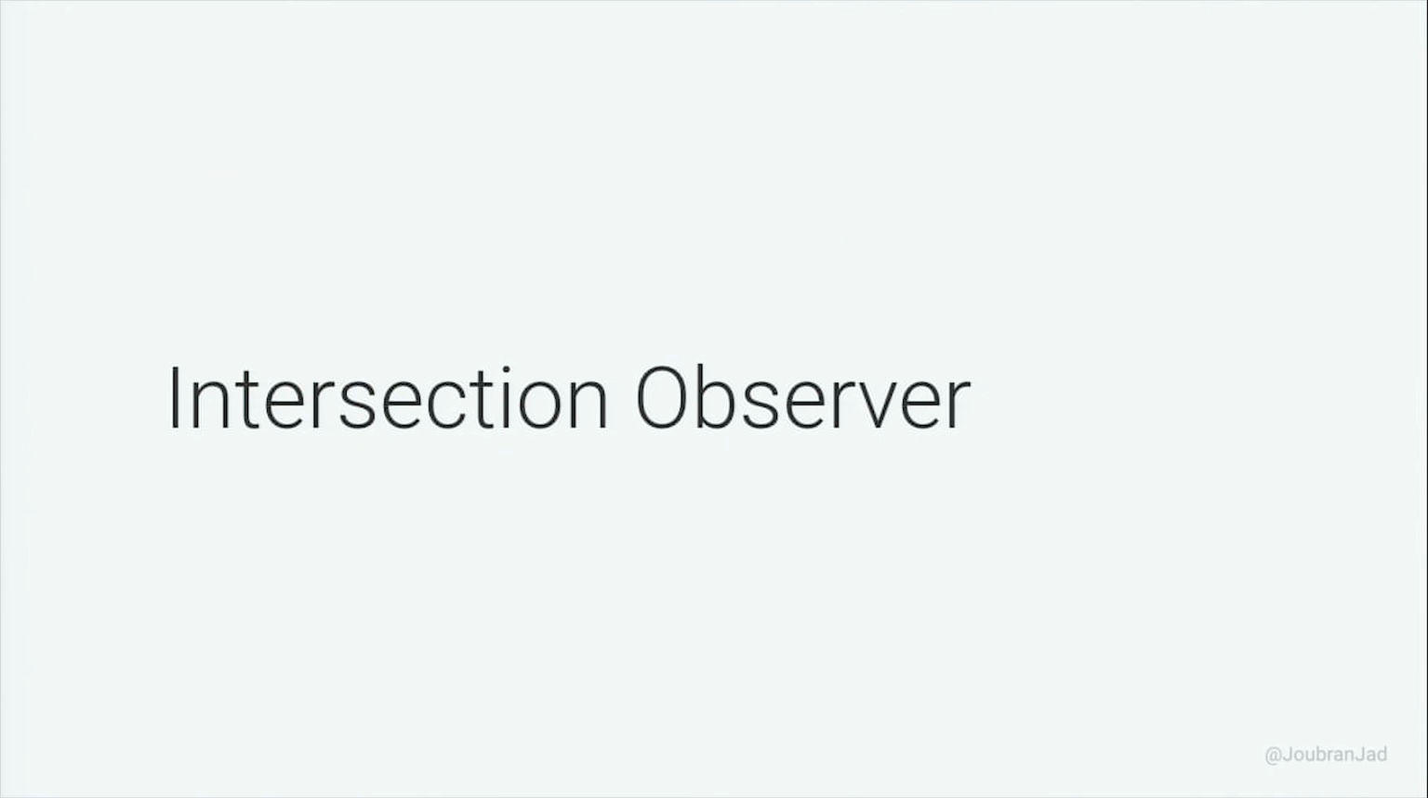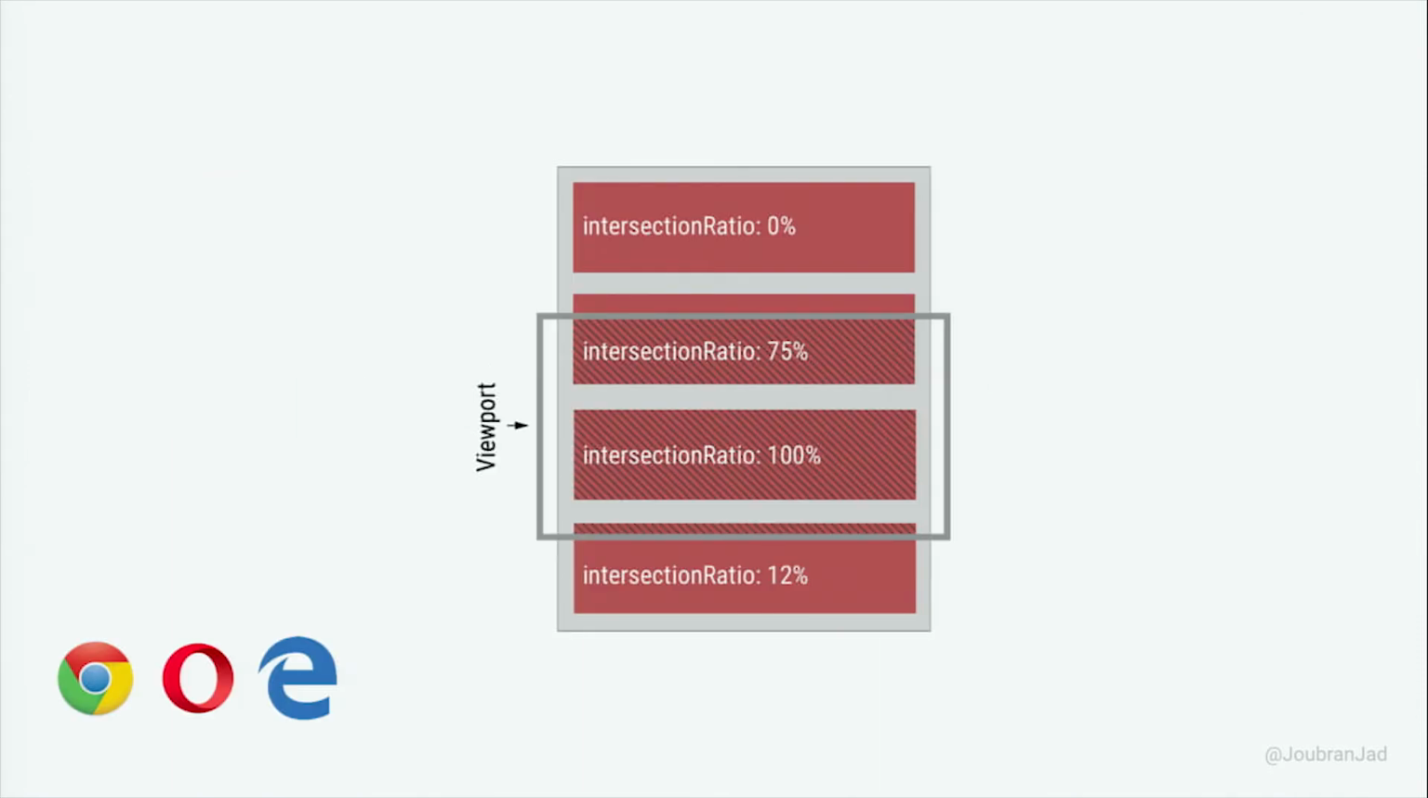There's also IntersectionObserver, which is really interesting, but browser support is still limited to Chrome, Opera, Edge, and I also saw that it's coming to Firefox soon. So this basically lets you ask the browser about the visibility of a certain element.